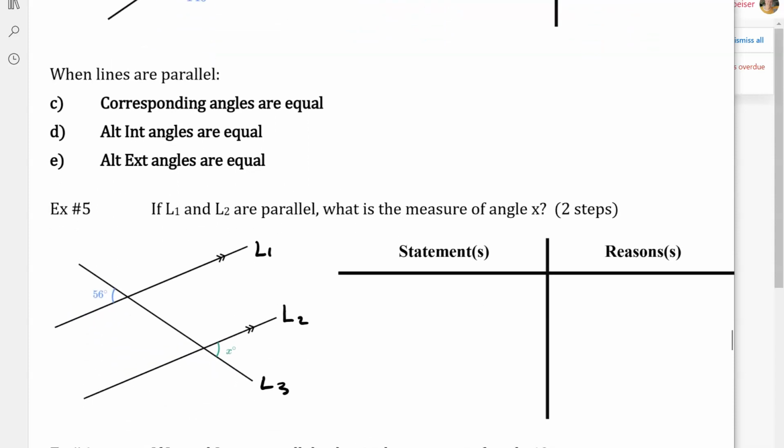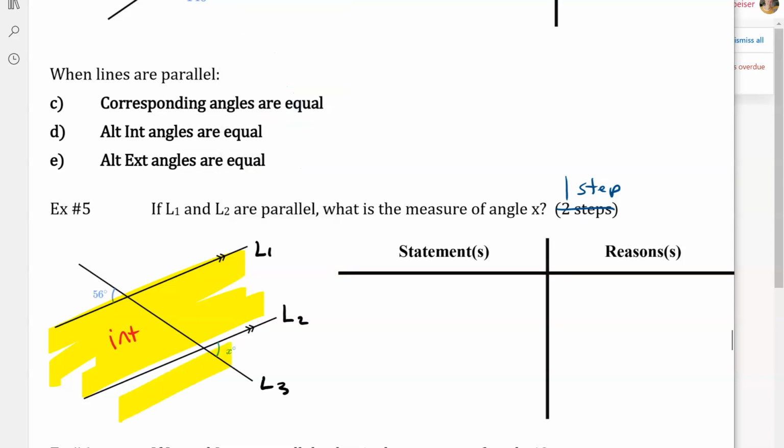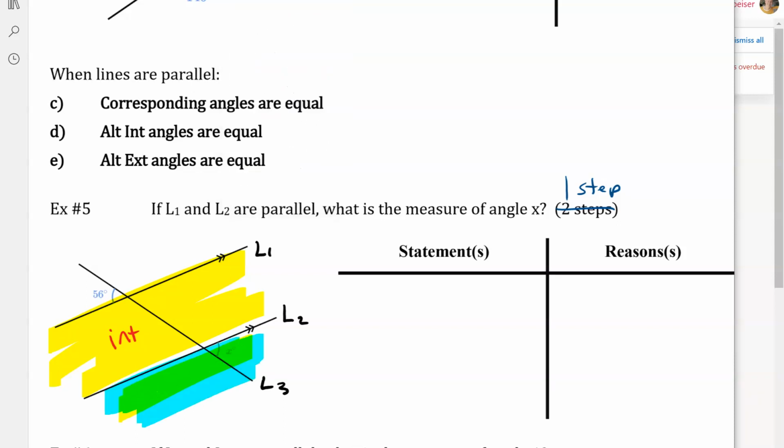Let's look at example number 5. It says L1 and L2 are parallel. What is the measure of angle 2? And I said you might want to use 2 steps, but actually, to be honest with you, I think we can do this in 1 step. Angle 56 and angle x. So just as a reminder, this is the interior, and this is the exterior.